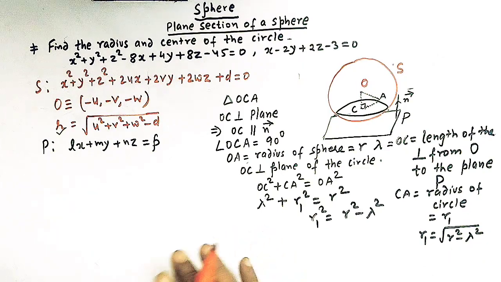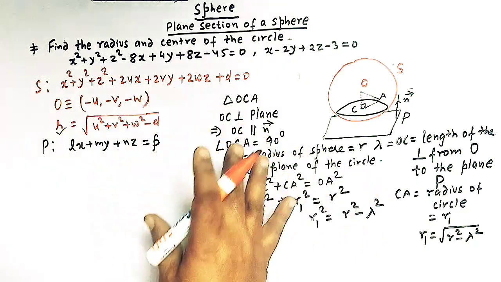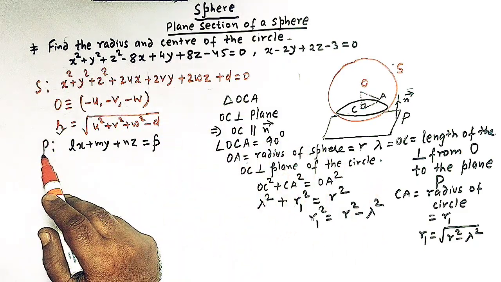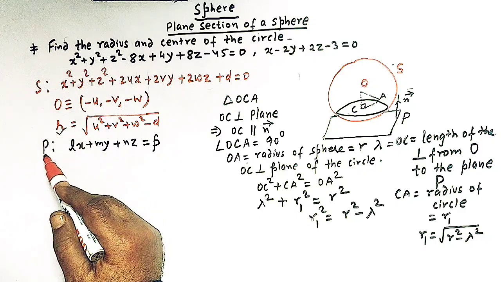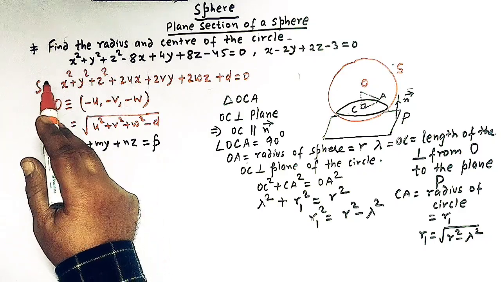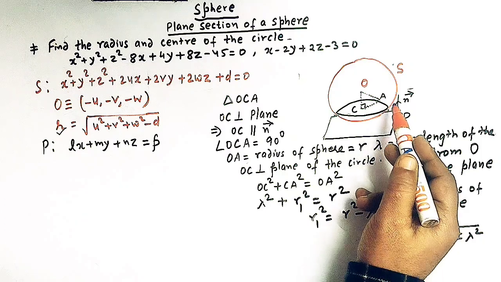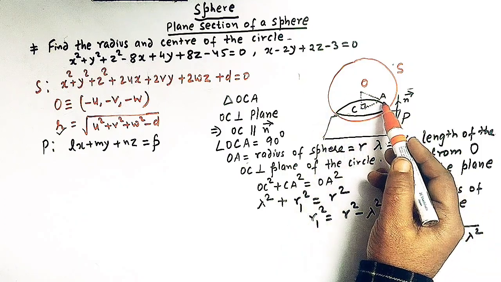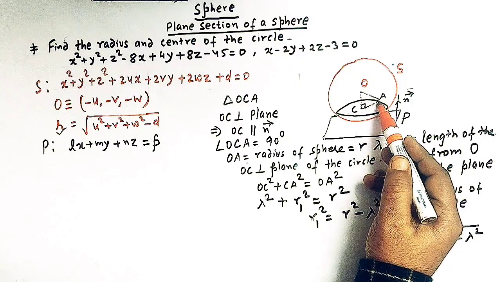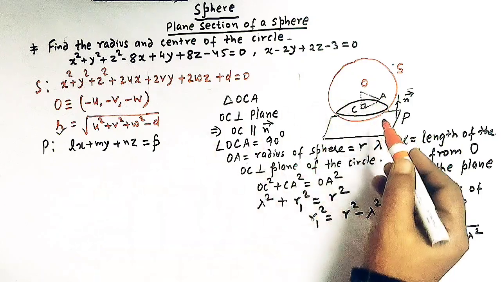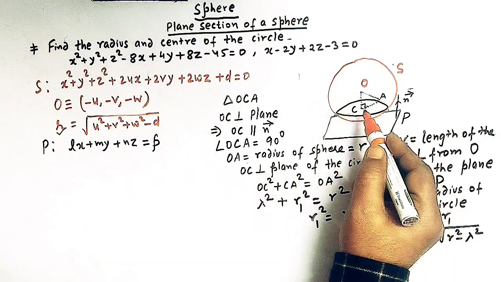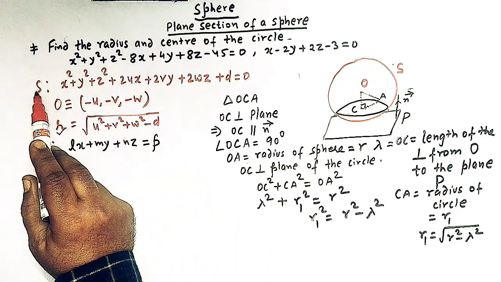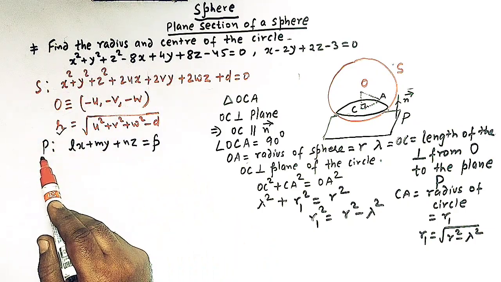So now let us quickly summarize what we have discussed so far. We have a sphere S and a plane P, right? And when this plane P cuts a section of the sphere S, then we get a circle whose center is C, and the radius is CA, right? And the equation of the circle is given by the combined equation of the sphere and the plane P.